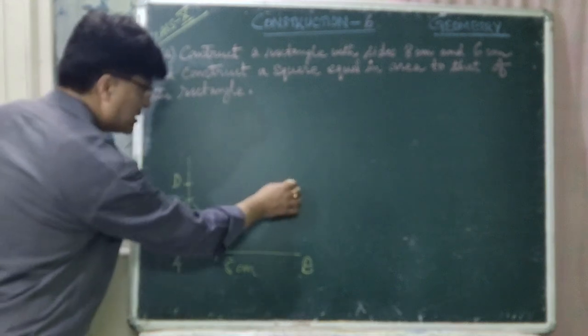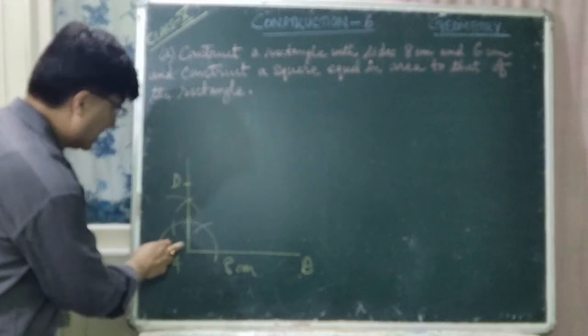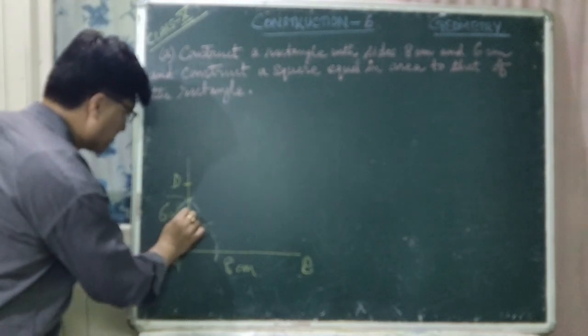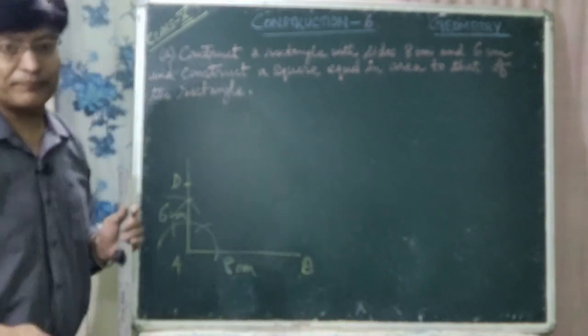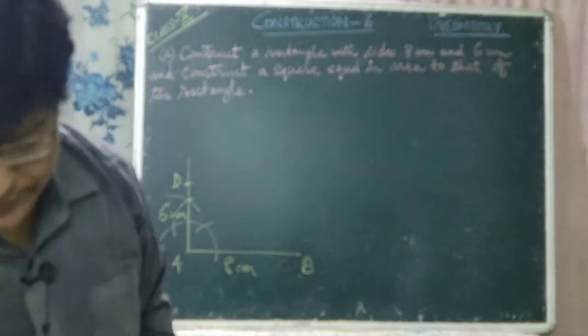Okay, we'll mark C out here. So I think you have understood it. What is the length of AD now? It is 6 centimeter. Now we have to draw a rectangle out here. Now we can easily draw the rectangle. So how can we draw the rectangle now?